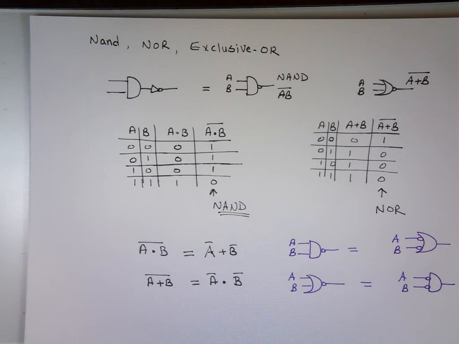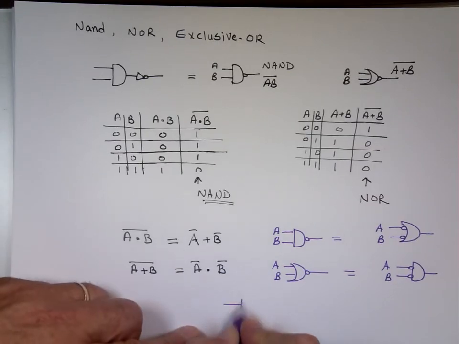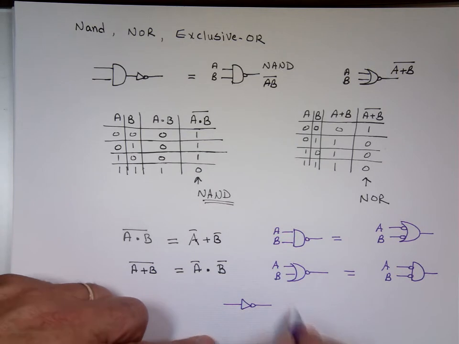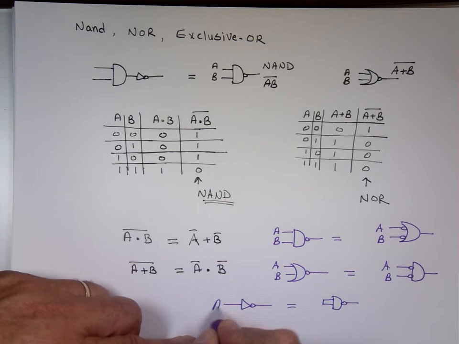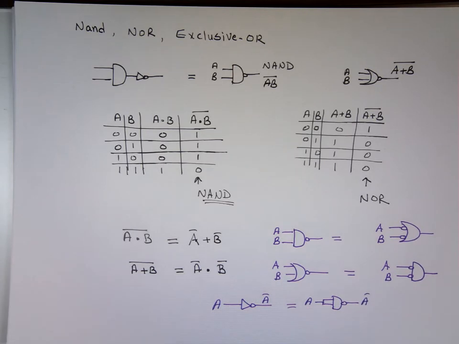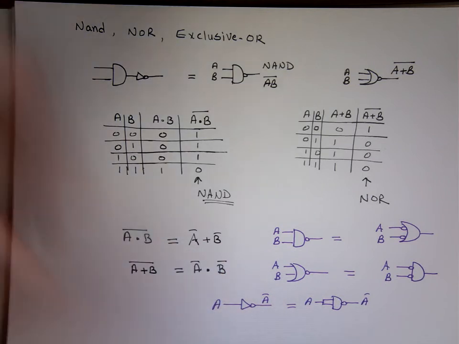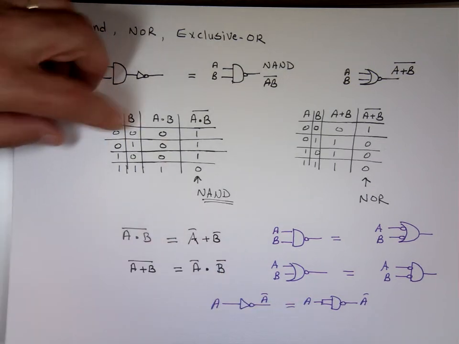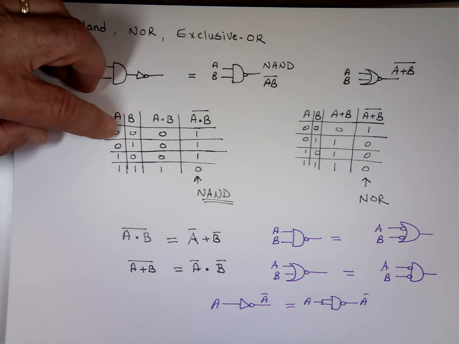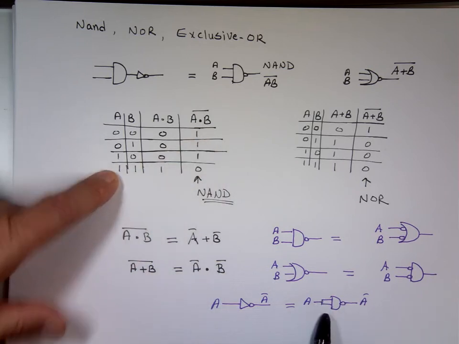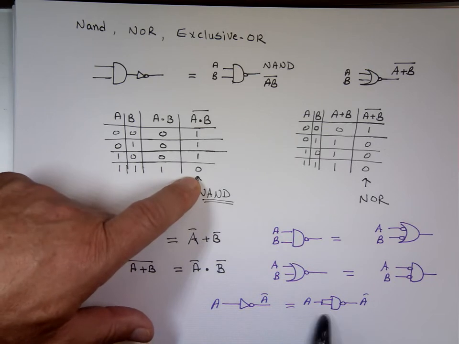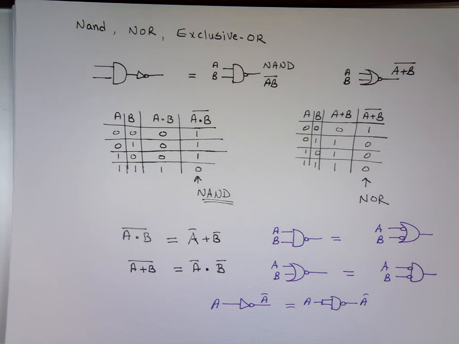And again, if you do your homework on this, you will find you can get a NOT gate out of a NAND or a NOR. If you take a NAND gate and attach both inputs together, call this A, you end up with a NOT. Watch it. When A is zero, both inputs are zero. Zero NANDed with zero gives me one. When A is one, both are one. One NAND one gives zero. Isn't that what the NOT gate is? You put a zero, you get a one. You put a one, you get a zero.